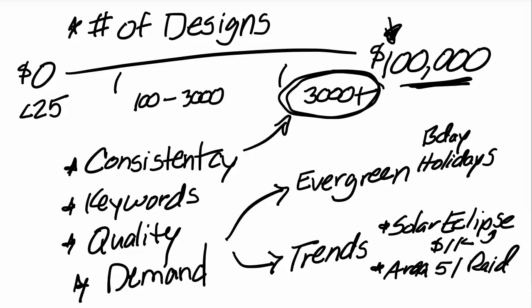So, how much money can you make with Merch by Amazon? You can make anywhere from $0 all the way up to $100,000 plus. All right. Now, there's a lot of people that are making over 100 grand, and there's a lot more people making zero because they don't have enough designs up. They're not consistent. They don't have the right keywords. Their quality is pretty bad, and they're not using demand. All right. You need to look at evergreen niches, and you need to look at trends when trying to make a decent amount of money with Merch by Amazon.